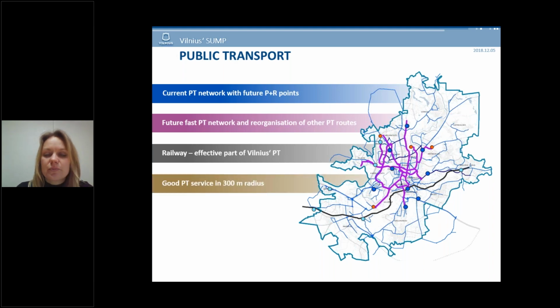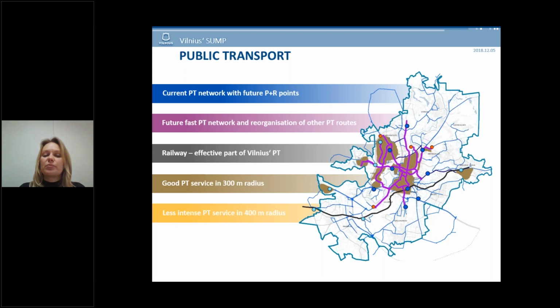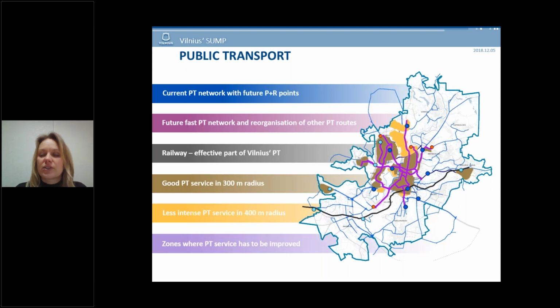And of course, as I said previously, we described some preconditions and some zones where public transport really needs to be very close, very fast, very effective, and very reliable. Less intensive public transport zones were also suggested in less residential areas, industrial areas and so on.